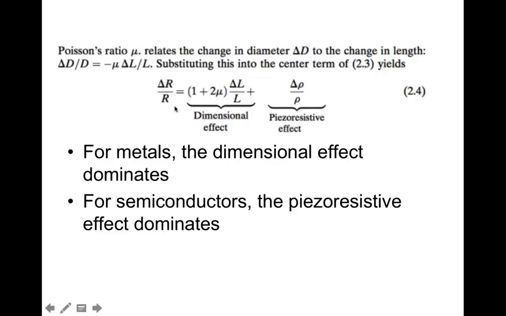When you have a metal strain gauge, the dimensional effect is the dominant effect because the resistivity of a metal is not incredibly sensitive to strain. When you have a semiconductor, the piezoresistive effect is the dominant effect because the semiconductor is highly sensitive to strain, and so its resistance will change more with the fact that it's under strain than the geometric issue.